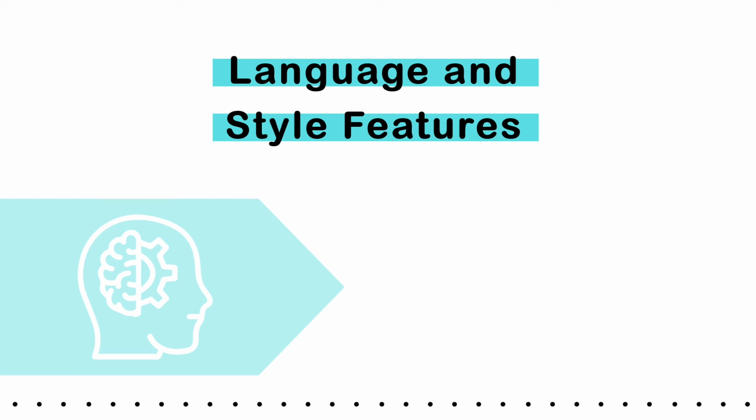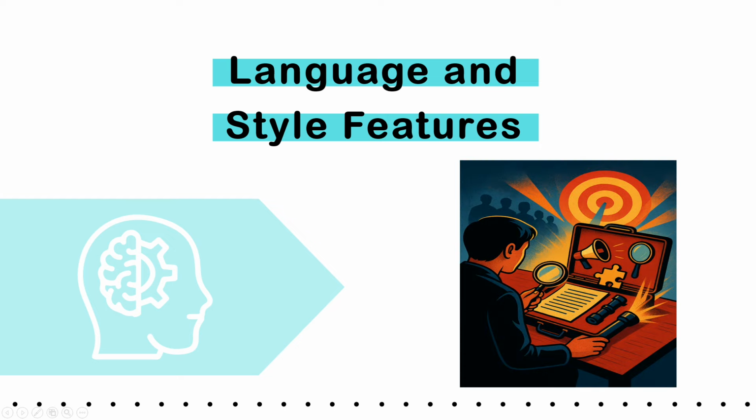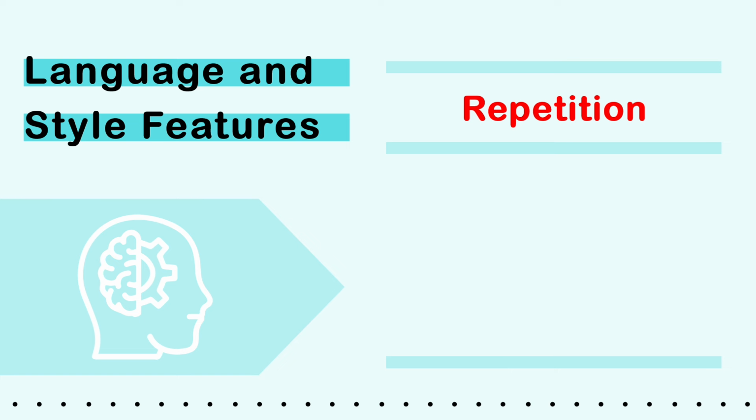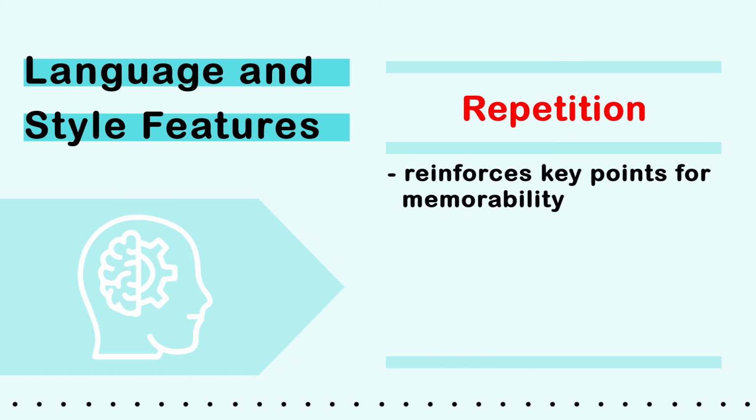Ngayon naman, let us move to language and style features of persuasive texts. These are the secret weapons of persuasive writing. The first one is repetition. It reinforces key points for memorability or paulit-ulit yung key points para madaling matandaan. In the speech, "I am an African," the line, "I am an African," is repeated throughout the speech to instill pride and unity.